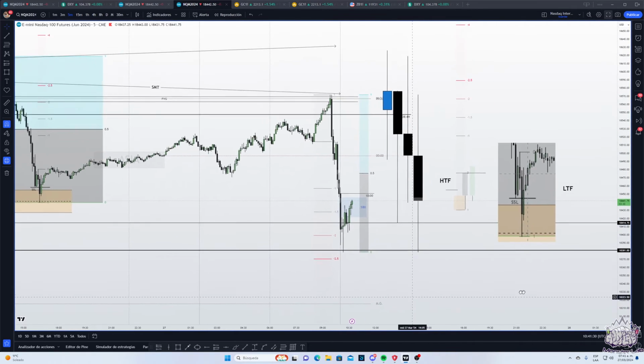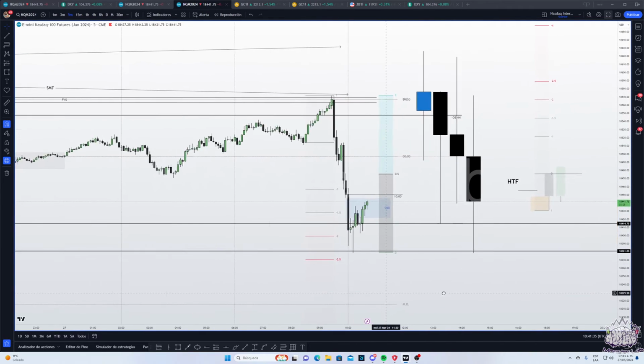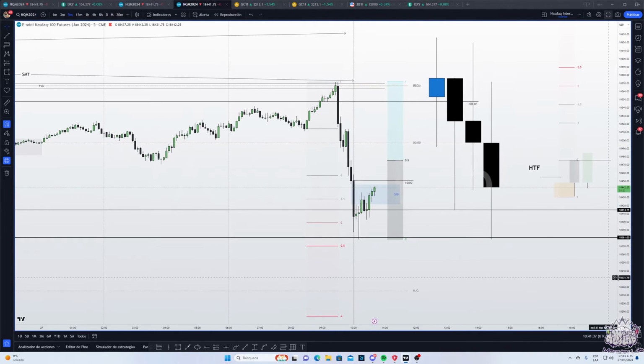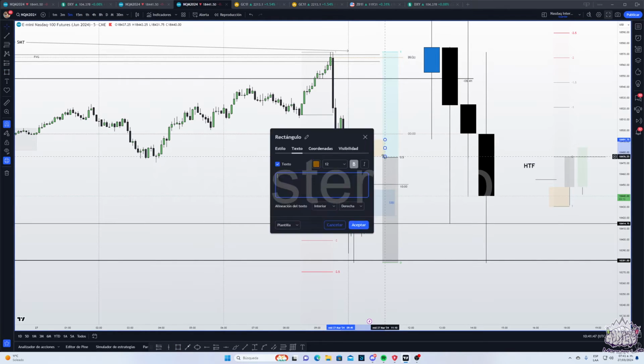Okay, two deviations and 2.5 deviations here. If price is looking for one premium retracement, inefficiencies above the equilibrium, here.